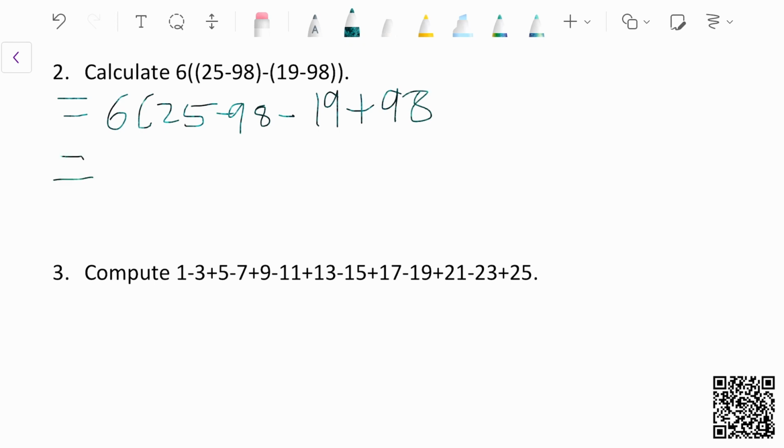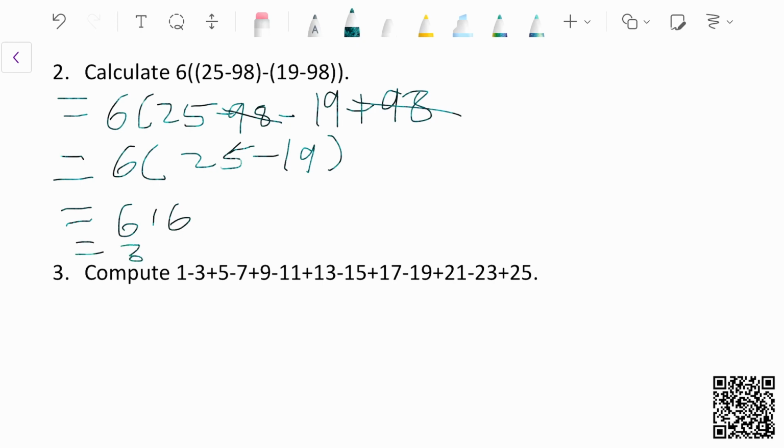And once again, we can even them out, the negative 98 and the positive 98. So it would be 6 multiplied by 25 subtract 19, which is 6. So it would be 6 times 6, which we all know is 36.